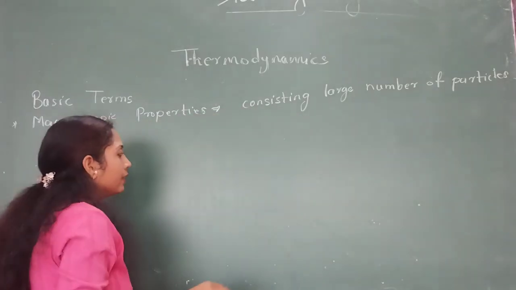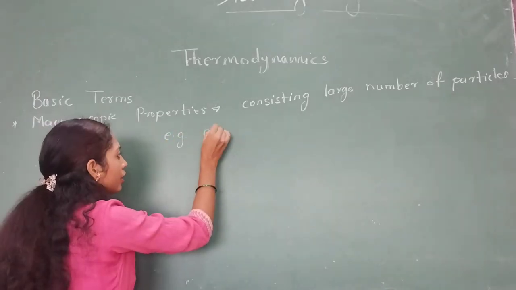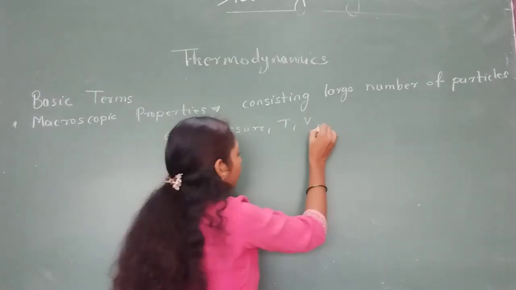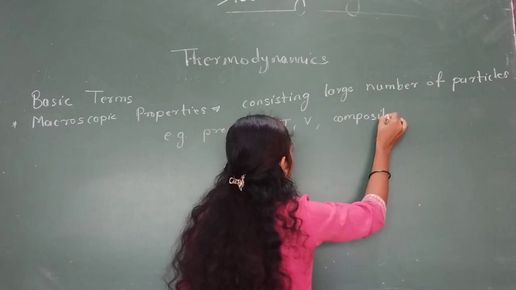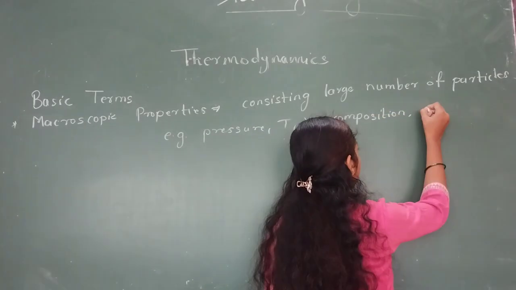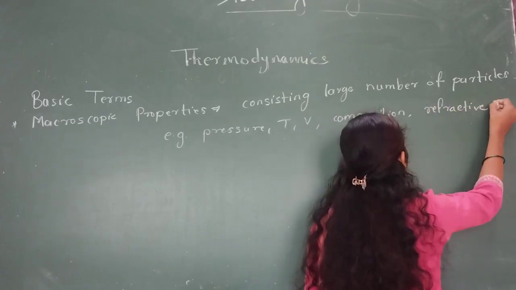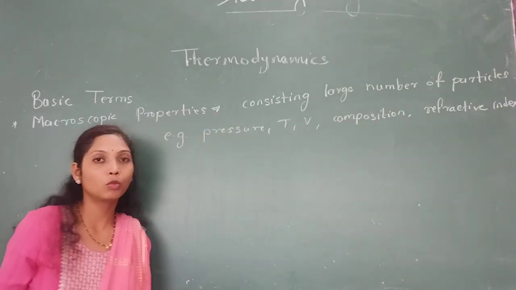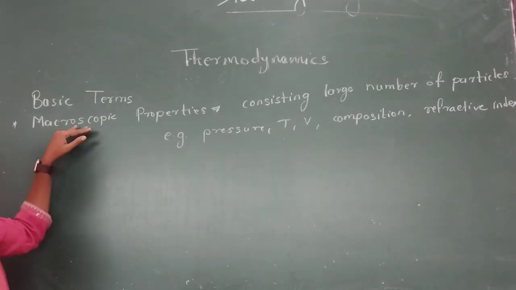For example, pressure, temperature, volume, composition, refractive index, mole fraction. These are all the macroscopic properties.